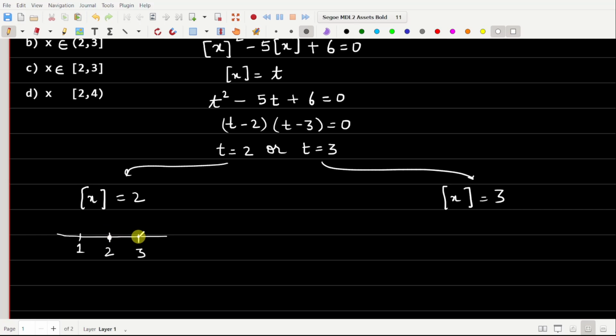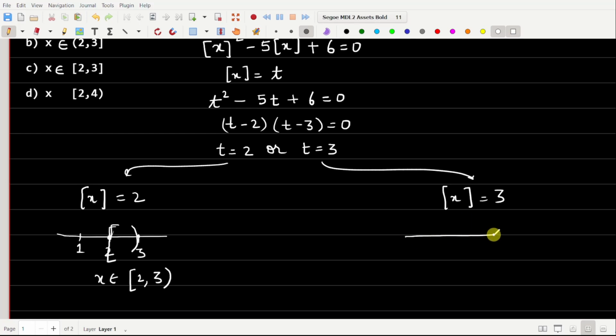Now as we reach 3, [3] is 3, it is not 2. So we will begin from 2 and we will close over here like this. So for [x] equal to 2, my x will belong to 2 to 3, right? 3 is an open end because [3] is 3, it is not 2.